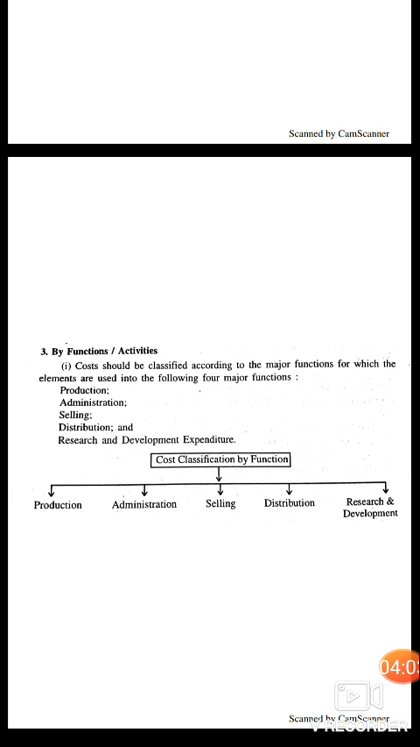On the basis of functions or activities, cost should be classified according to the major function for which the elements are used into the following major functions: production, administration, selling, distribution, and research and development expenses.